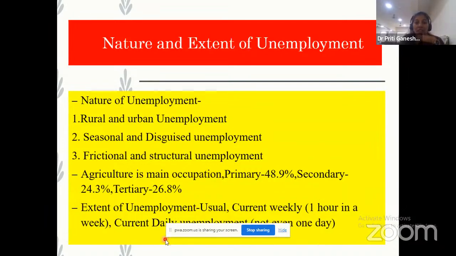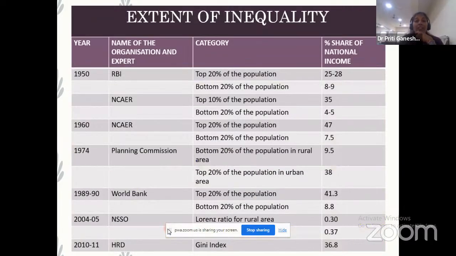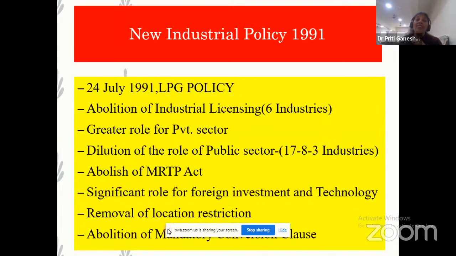Then extent of unemployment, you have to write: current weekly status, current daily status. How much unemployment is there? Usual unemployment, current weekly and current daily unemployment. So that also you have to write in the data format. Okay. Then I said extent of inequality of India, that also you have to cover. Okay, so this is the first module that you have to cover.